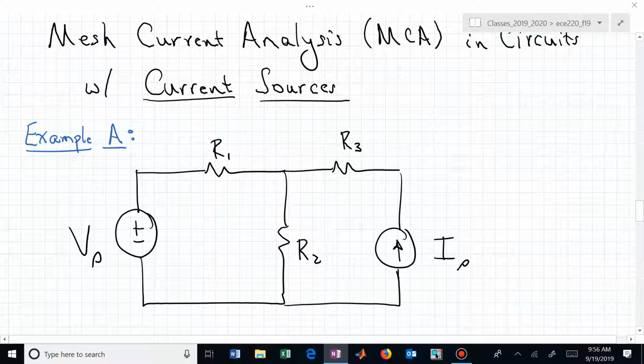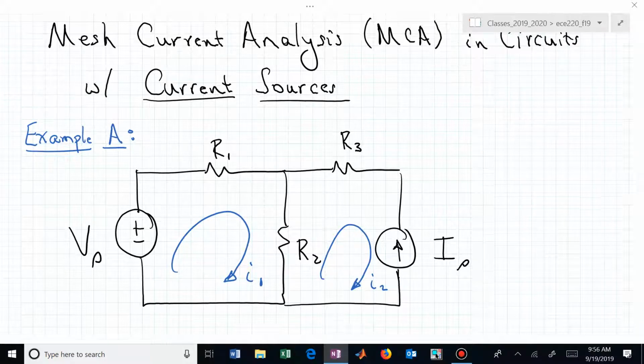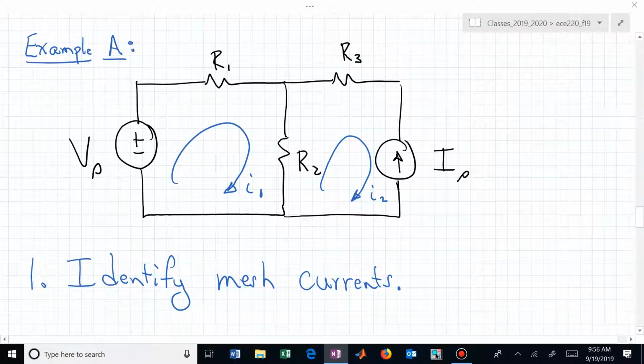Step one is identify the mesh currents, and that's pretty easy now. These meshes are staring us in the face. We now have this mesh, and it doesn't really matter if I call it I sub A, I sub 1. You just need to make sure you have unique subscripts. Let me call that I sub 1. And here, let's say is I sub 2, just to keep the bookkeeping. So I've now identified I1 and I sub 2.